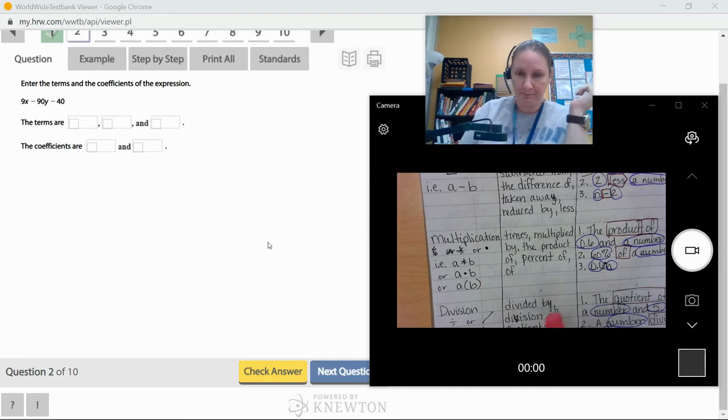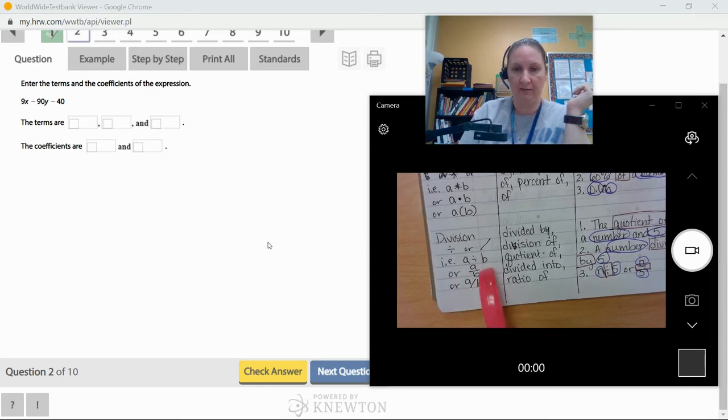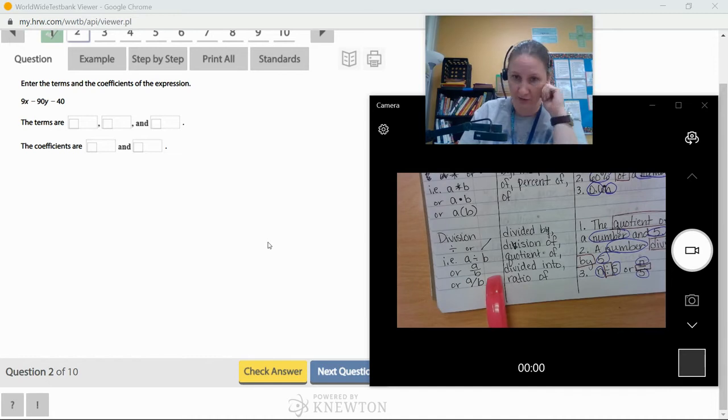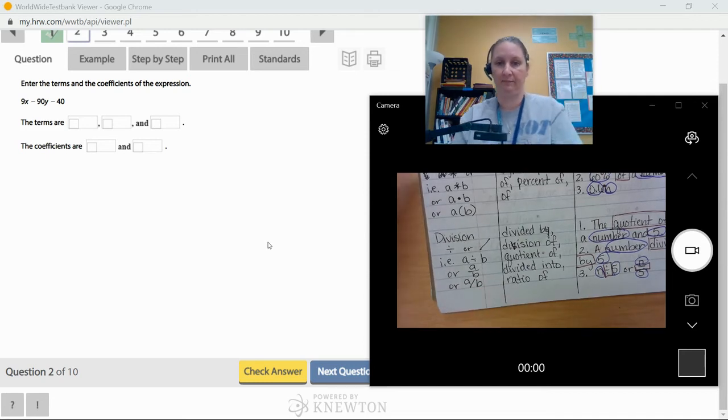For division, we can use the division sign or a slash. So a divided by b is the same thing as a over b, where you're using it in fraction form, or a/b, which is what your computers will let you type it as.